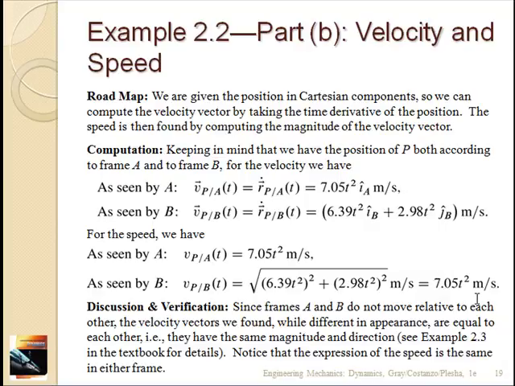And that's good, because since boats A and B are stationary, they're not moving, then they should observe the same velocity from that particle. And so we get the same velocity no matter which coordinate system we're working in, and for this kind of problem, that's a good check. As long as the coordinate systems aren't moving, we should see the same velocity from each.